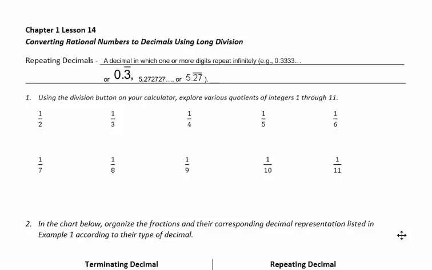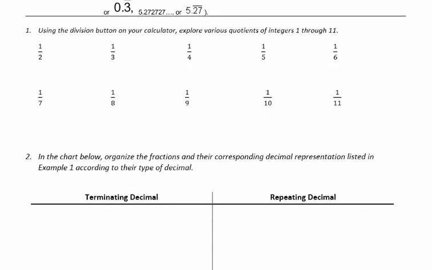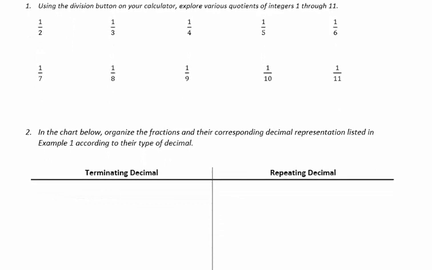For example, 0.33333, and it keeps going. We would say that's 0.3 with a bar over it. 5.27272727, we could write that as 5.27 with the bar over the 2 and the 7. So whatever numbers repeat, that's where the bar goes over. So if you take your calculator out, we can change fractions into decimals using your calculator. And we're just going to explore what these values are of these fractions.